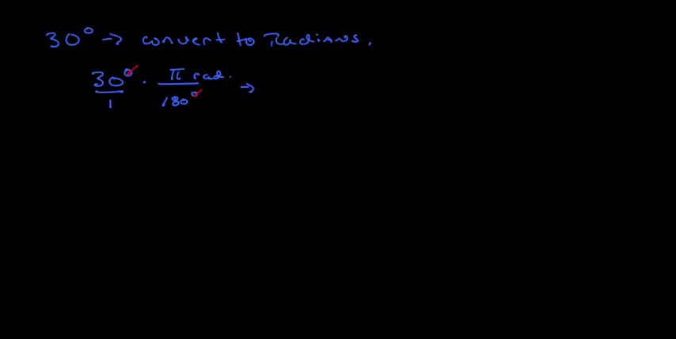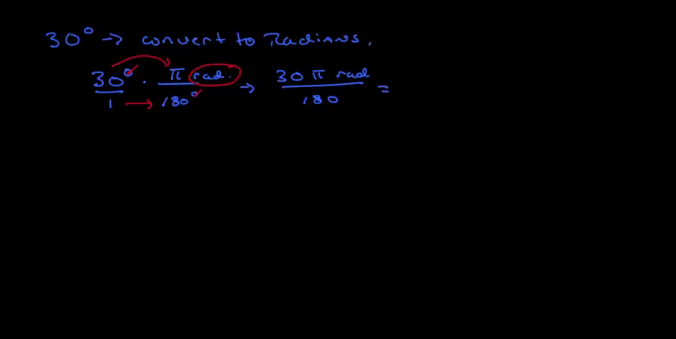So now our unit of measurement is radians. So we take 30 times pi to get 30 pi radians on the top, and on the bottom, all that we have left is 1 times 180. So that just gives us 180 on the bottom.